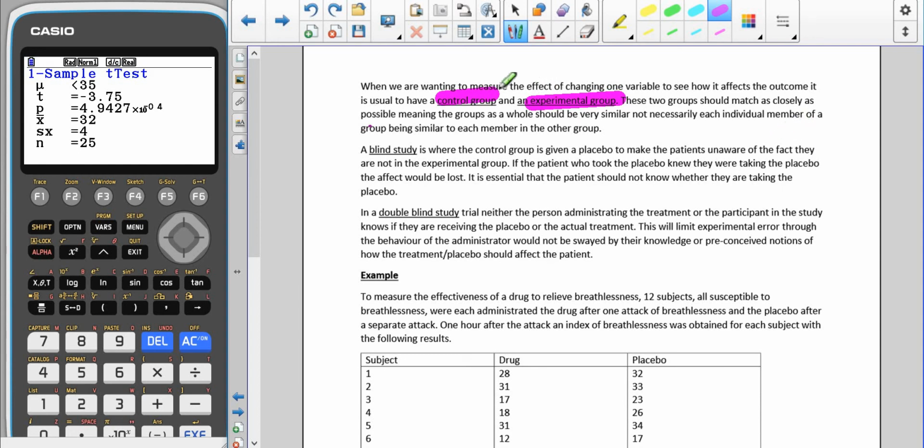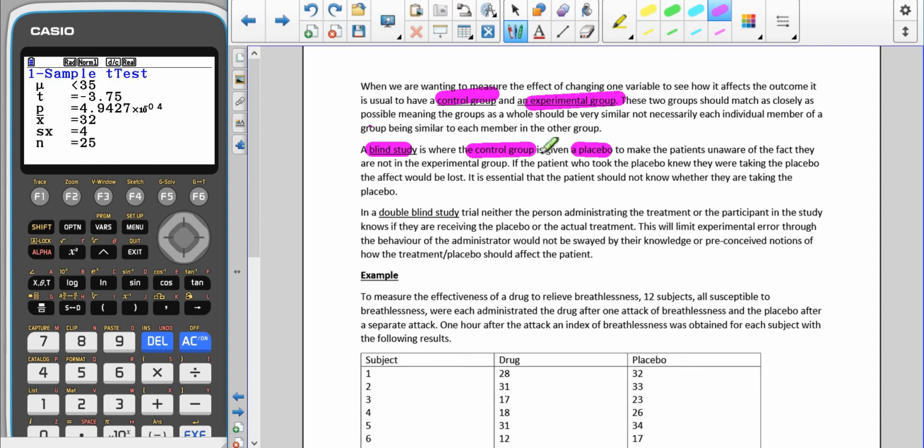Now, if you've had a look at any kind of experimental design before, for example, I know in psychology, and I think a little bit in biology as well, you might have talked about a blind study and a double blind study. So a blind study is where the control group is given what's called a placebo to make the patient unaware that they are not getting the experimental treatment.